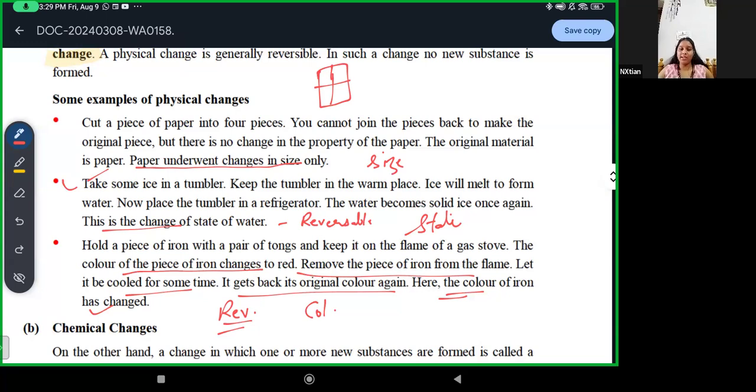Okay, so can anybody give me another example of a physical change? Mom, can I? Yes, Abraham. You are muted, Abraham.